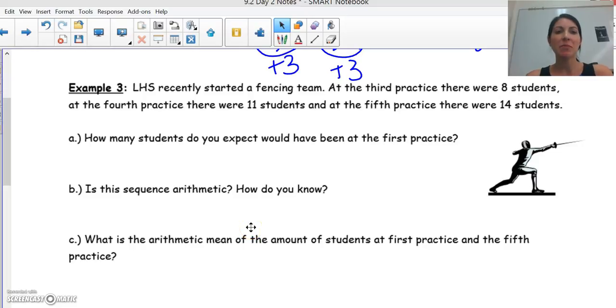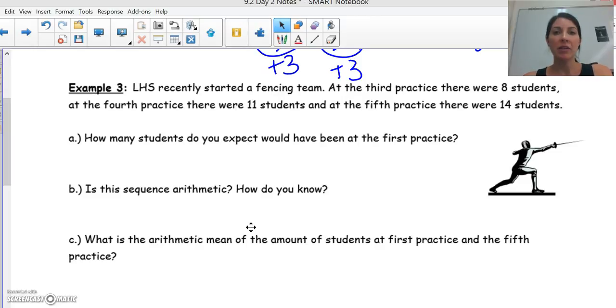Alright, let's continue with example 3. It said, LHS recently started a fencing team. At the third practice, there were 8 students. At the fourth practice, there were 11 students. And at the fifth practice, there were 14 students. The first question says, how many students do you expect would have been at the first practice?